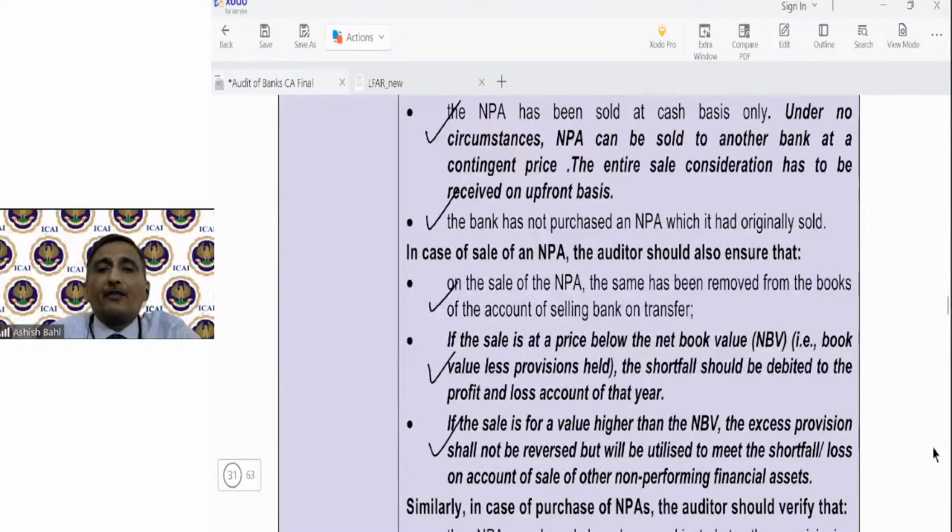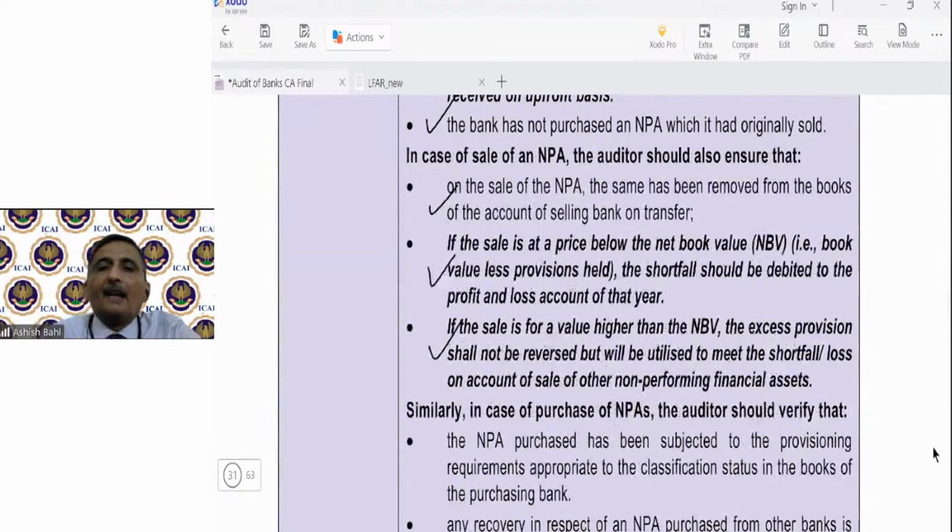And if the sale is for a higher value than the net book value, then what should happen? Then this excess can be utilized to meet the loss from the sale of other NPAs. So the provision should not be reversed, but the excess amount can be used to meet the loss arising from the sale of other NPA accounts of the bank.